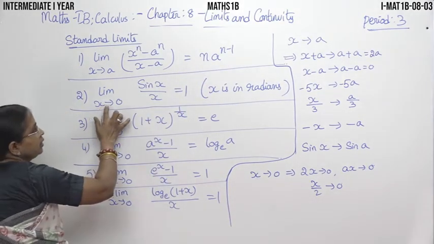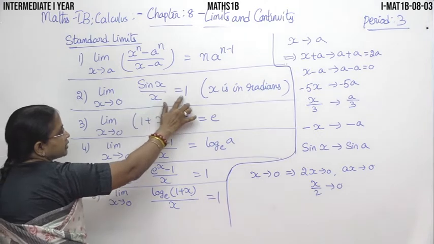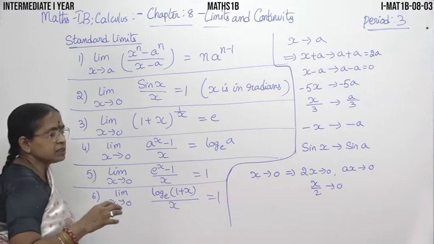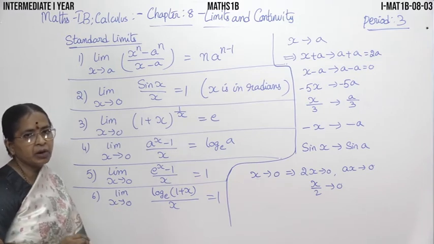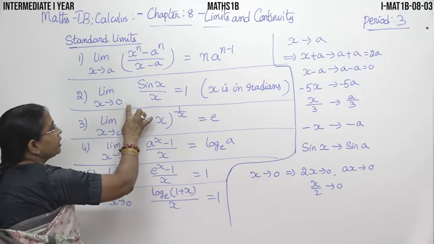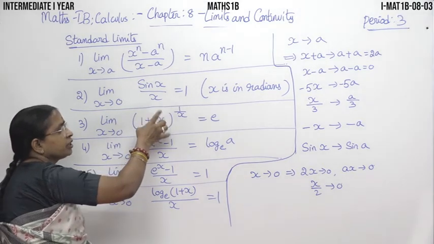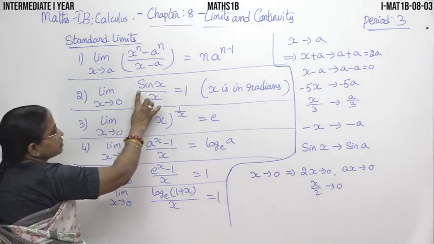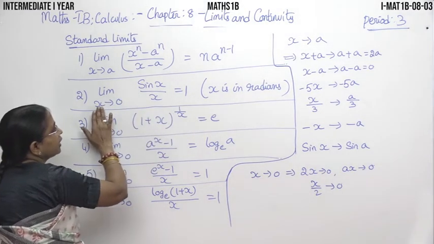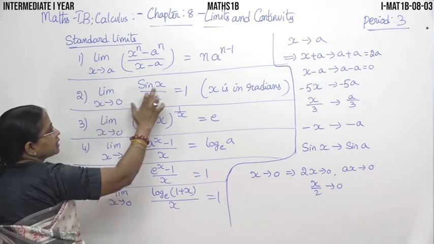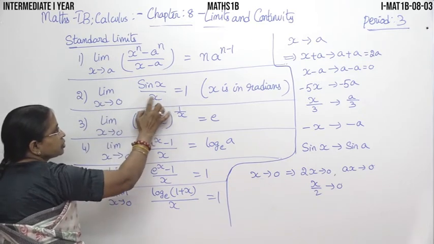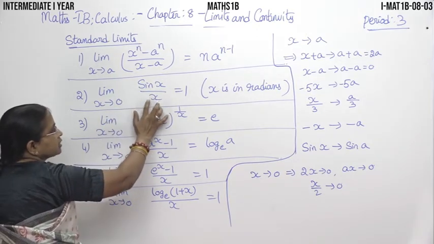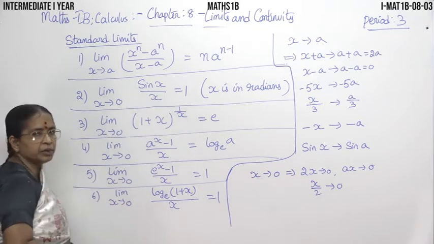Okay, next is limit x tending to 0 of sin x by x is 1. So here x should be in radians. Generally in the problems they will not mention. If it is in degrees, then you should convert it to radians and find the limit. Here again what you should observe is this is x, and this x should tend to 0. By direct substitution, of course, this is sin 0 by 0 indeterminate. All these are indeterminates only.